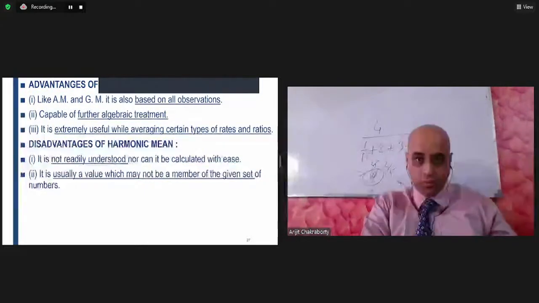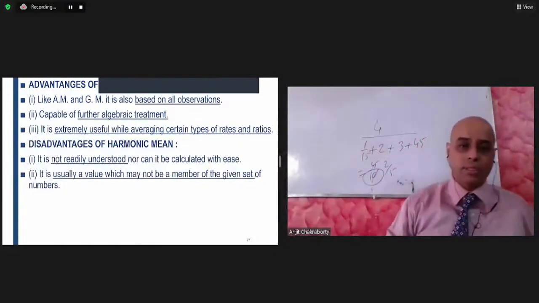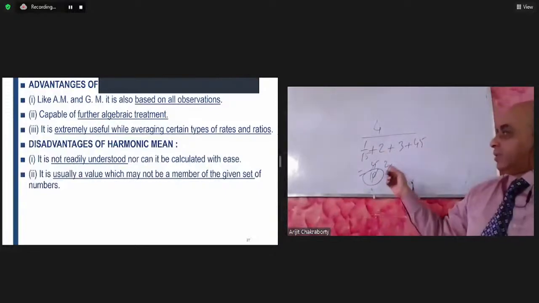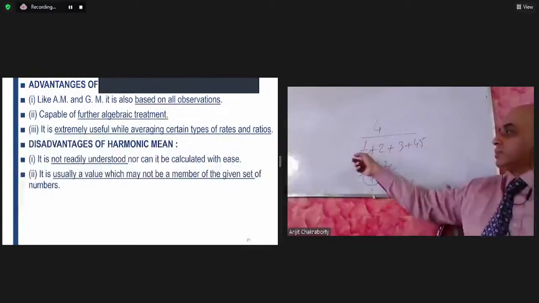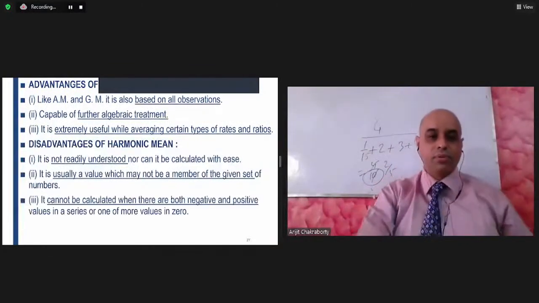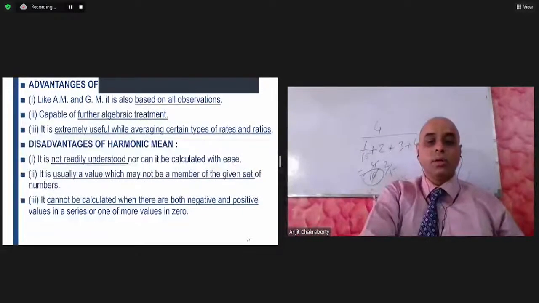We get a new value. When we find the HM, it's a new value which is not there amongst the members. For example, here the value is 2 by 5. 2 by 5 is not there in any of these numbers. It's a new number which we have computed. And it cannot be calculated when there are both negative and positive values in a series or one or more values are 0.